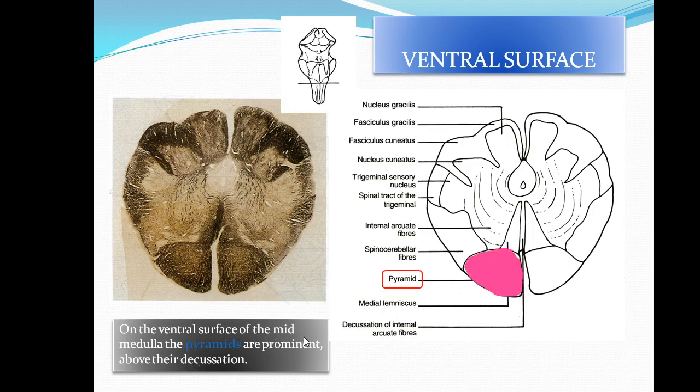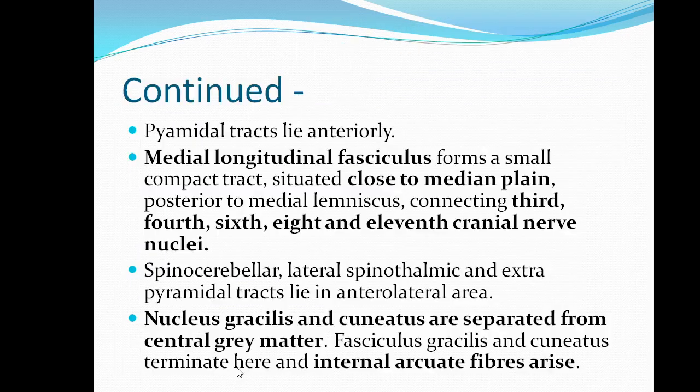On the ventral surface of the mid-medulla, the pyramids are prominent above their decussation. The pyramidal tracts lie anteriorly. The medial longitudinal fasciculus forms a small compact tract situated close to the median plane, posterior to the medial lemniscus, connecting the third, fourth, sixth, eighth, and 11th cranial nuclei. The spinocerebellar, lateral spinothalamic, and extrapyramidal tracts lie in the anterolateral area.